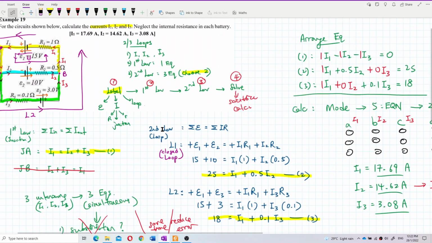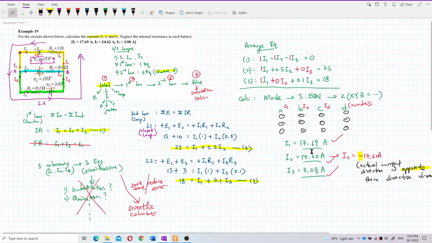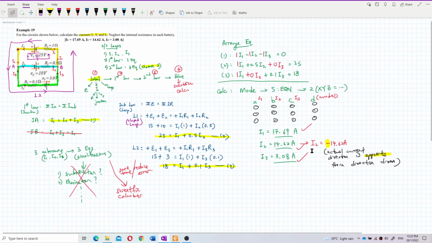So is my answer correct? Let's check the answer together. I1 is positive 17.69. Yes, that's correct. And how about I2? I2 is 14.62, that's correct also. So good, scientific calculator, solve it for me. And then I3 is 3.08. Is it correct? 3.08, that's correct also. So my working is correct. So this is Kirchhoff's law, Kirchhoff's rule.